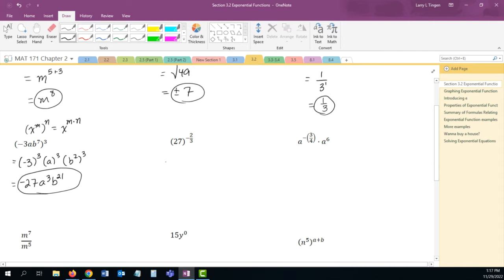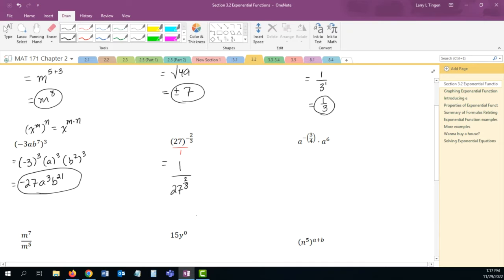27 to the negative 2/3. So let's think about this. First off, the power is negative, right? So this is 27 to the negative 2/3. This is currently in the numerator. Why is it in the numerator? If there's no denominator, there's always that understood 1 in the denominator. So 27 to the negative 2/3 is in the numerator. It's supposed to be in the denominator, which means I'm supposed to have 1 over 27 to the 2/3. Notice the sign goes away.